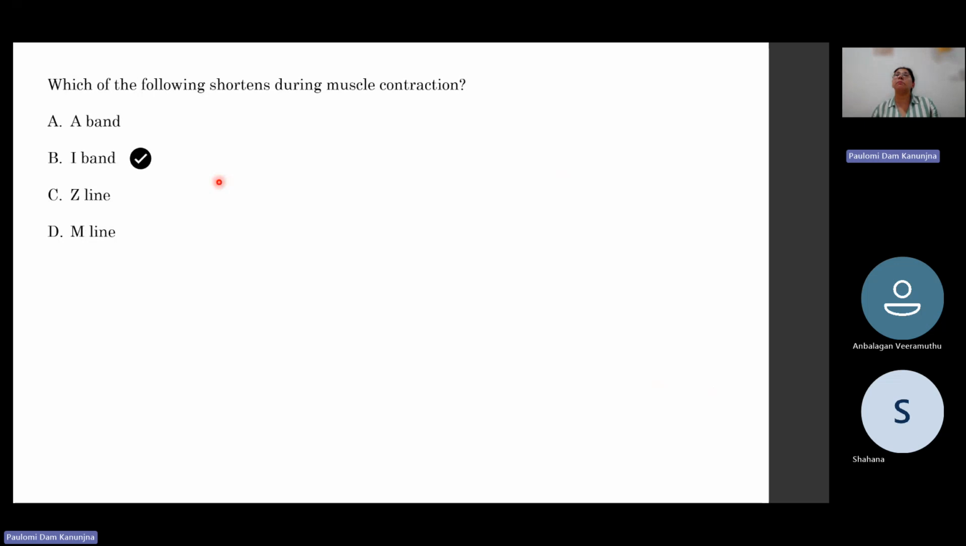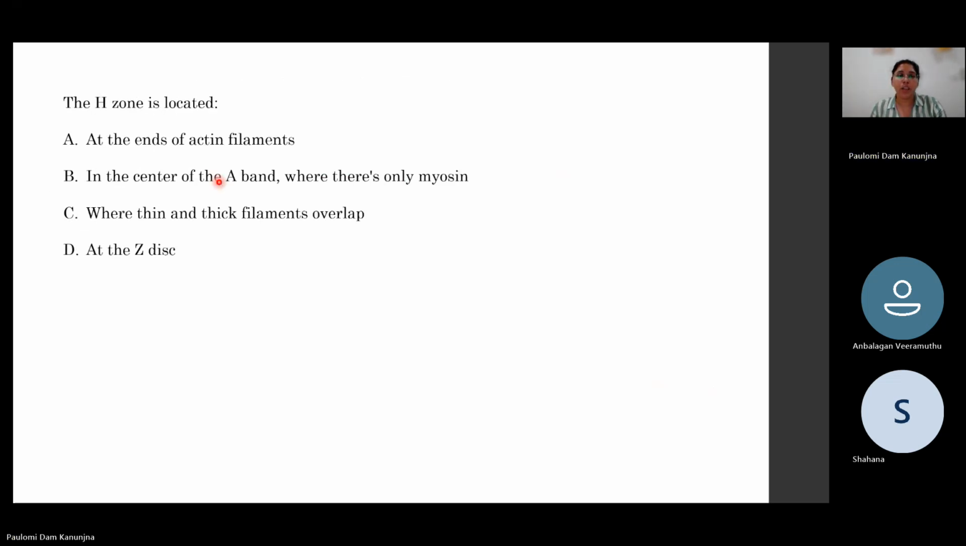So the I band, remember, is the band which contains only actin, right? Now, if your actin and myosin are coming close to each other, this actin will move. So your I band will basically shorten up. So in muscle contraction, your I band is shortening up. Remember it like this.